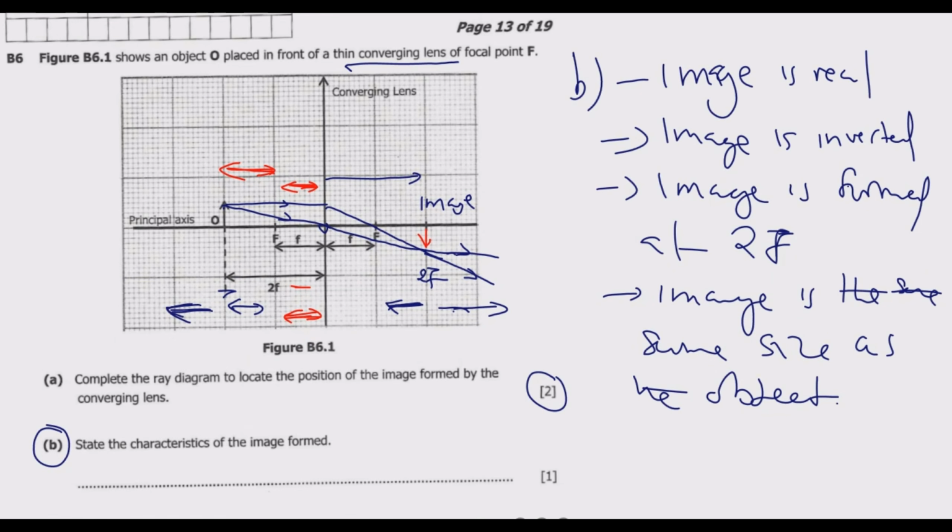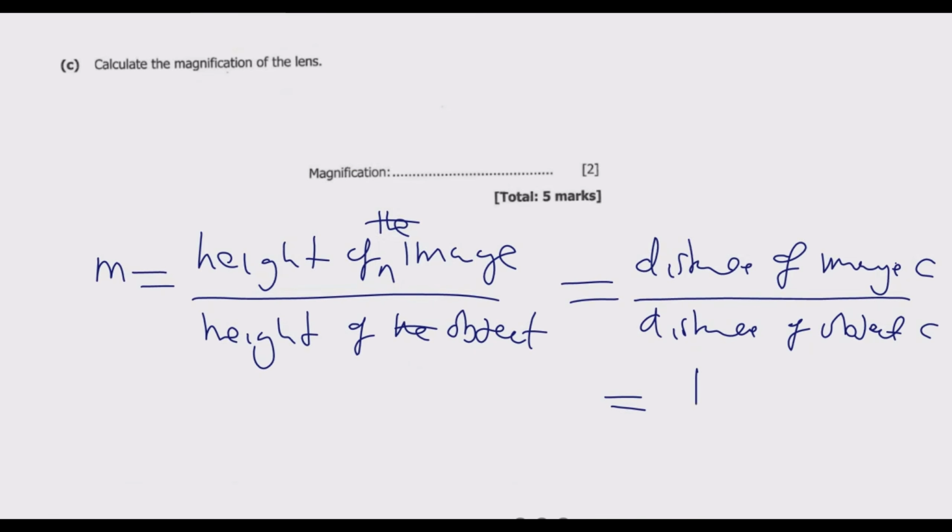Or if you want, you could assume that this is 1 centimeter, so this will be 2 centimeter, and this will be 4 centimeter, and on this side it will be 4 centimeter. So we end up with 4 centimeter over 4 centimeter. We end up with 1.0, which is 1. So magnification in this case is just 1, which is 1.0.